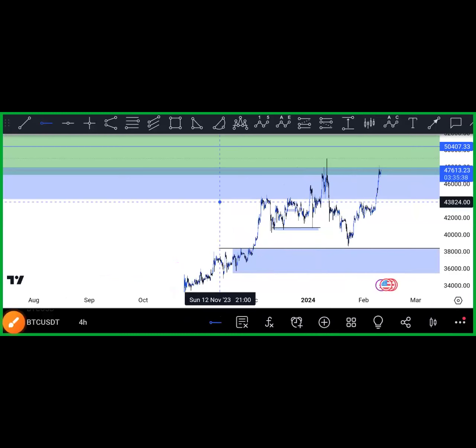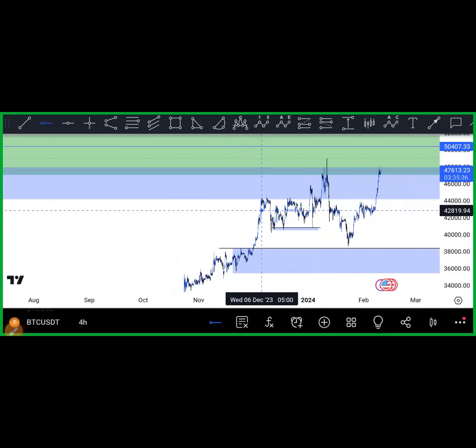Now, there is another one again. You can see this is an internal support here. It's internal support, but it's not valid. This is another one here. You can see this support zone here. This is a valid one here.